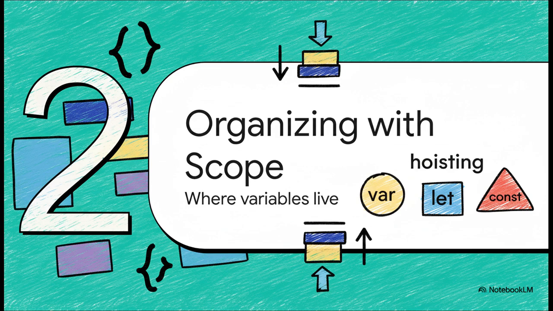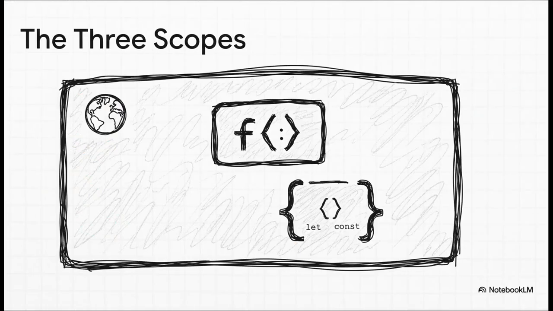Hoisting and keywords all operate within the rules of scope. And scope is simply the system that determines where your variables live and who has permission to see them. In JavaScript, we've got three main scopes. There's the global scope, the outermost level, anything here is visible from anywhere. Then there's function scope, which gets created every time you make a function. This is var's natural habitat. And finally, you have block scope, which is created by any pair of curly braces, like an if statement or a loop. This is the tighter, more contained world where let and const live.